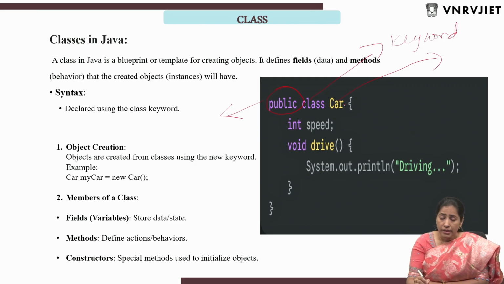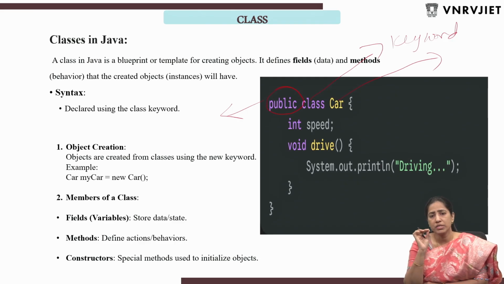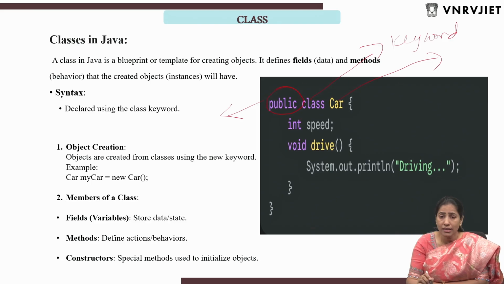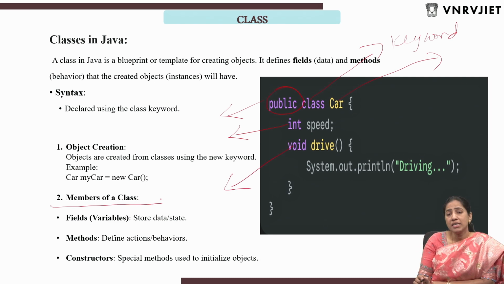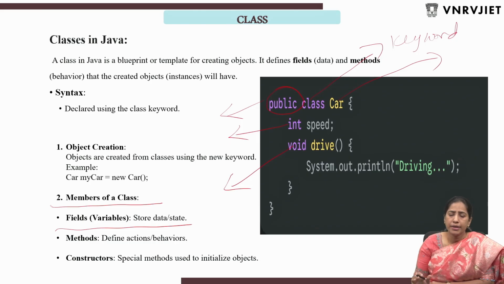And in Java, the class name should be capitalized. The user-defined class name's first letter should be capital. So that is one rule that we have. And what are the properties that we write inside the class? Inside the class, we will have members and member functions. So, what are members of a class? Members of a class are fields, attributes, properties. You can call it with any name.